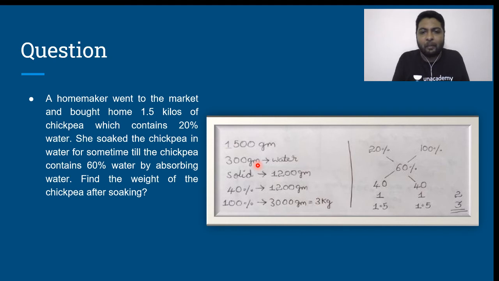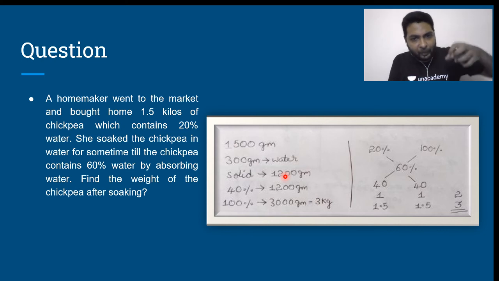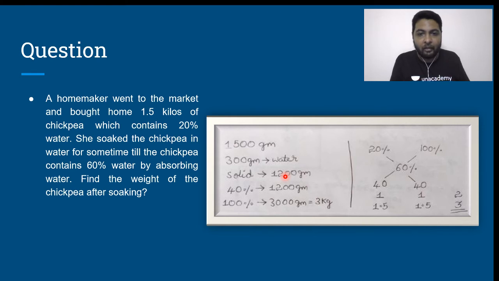So how much is the remaining solid? 1200 grams is the remaining solid. Now when this chickpea is put into a vessel of water, after it soaks, the outcome will be 60% water. So 40% will be solid. So 40% is 1200. If 40% is 1200, then 100% will be how much? 1200 by 40 into 100, which is 3000 grams.